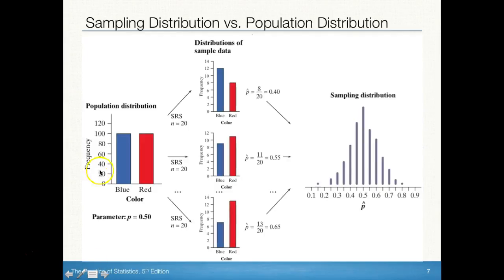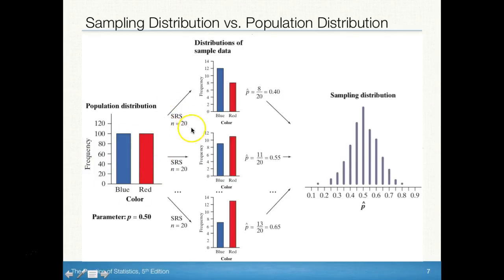So here we have a population of 200 chips. I've got 100 that are blue and 100 that are red. So the true population proportion of red is 50%, 0.50. Now let's say we didn't know that 50% were red. What would we do? We would take a sample. So we take a simple random sample of size 20. So here's our population distribution. This is the truth. 50% red, 50% blue.